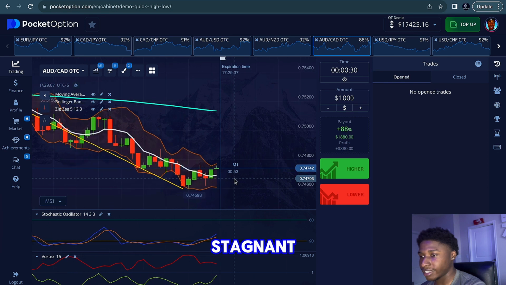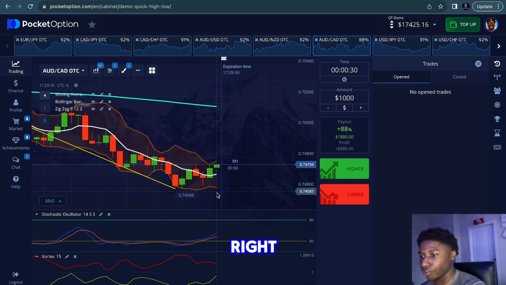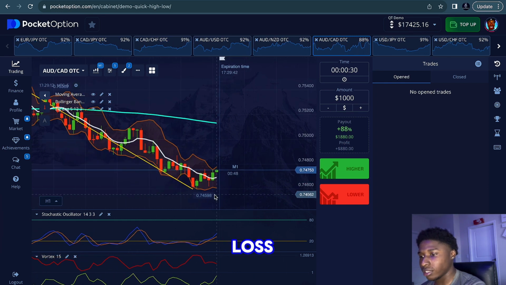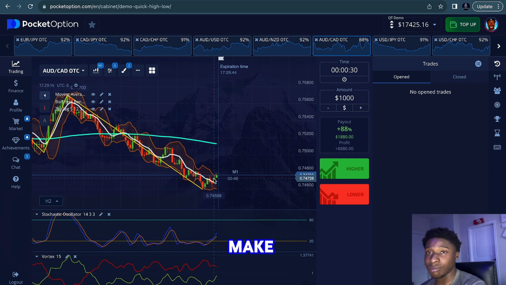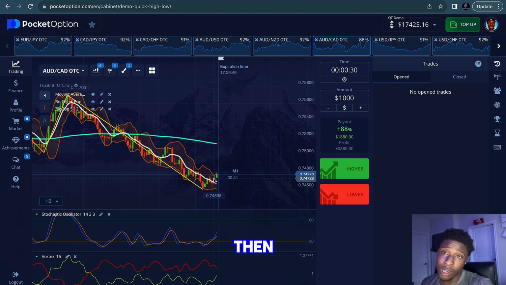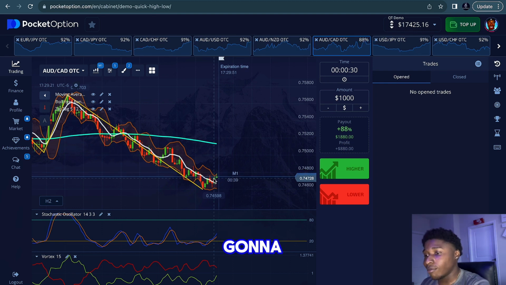The market stays stagnant on these wicks right here. So one loss, that doesn't matter as long as you make up for it. Don't be scared to shoot your shot, because if you don't shoot your shot, then you're not going to make any buckets, you're not going to make any money.